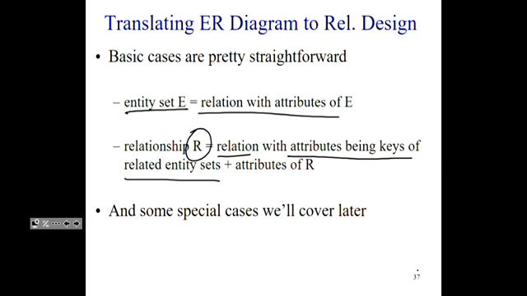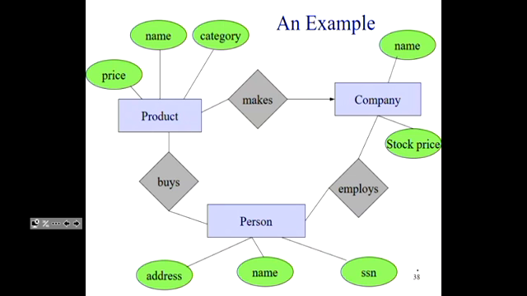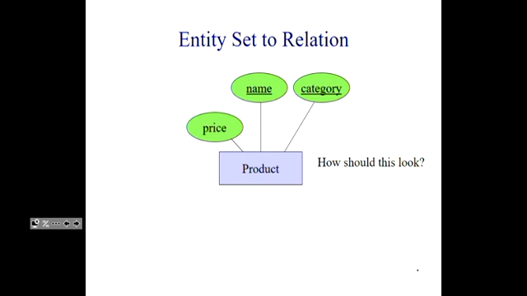Okay? So how do these things work? Let's take this example. I have product, company, person like we saw earlier. If I was trying to convert the product entity set into a relation, how would that look?